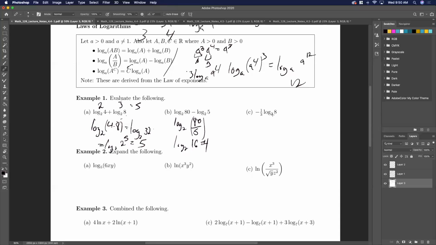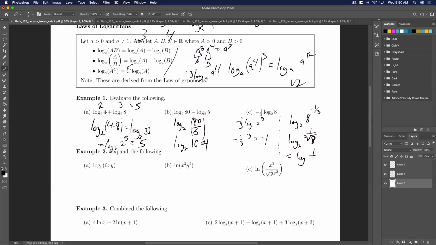Now here, I can do this two ways, and let me show you both. This one I can just crunch directly: negative 1/3 times log base 2 of 2 to the third is negative 1/3 times 3, which equals negative 1. Or I can put this as log base 2 of 8 to the negative 1/3 power. 8 to the negative 1/3 power is the same as 1 over the cube root of 8. The cube root of 8, of course, is 2.